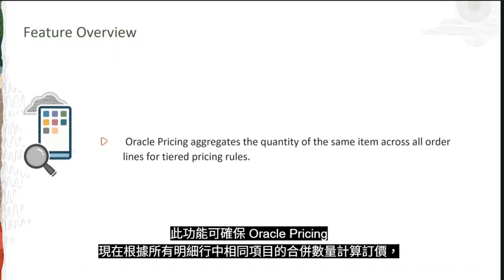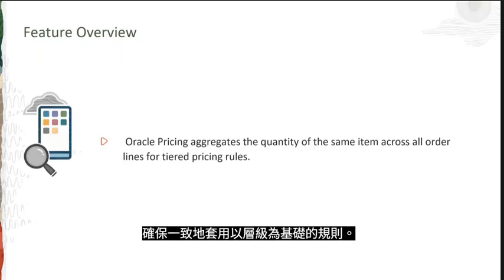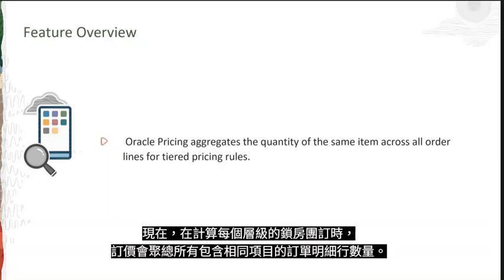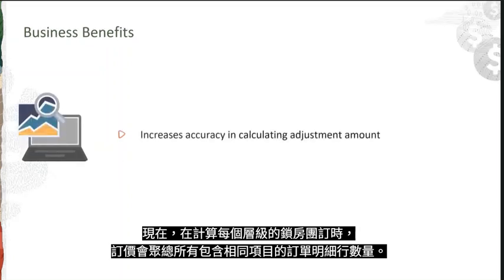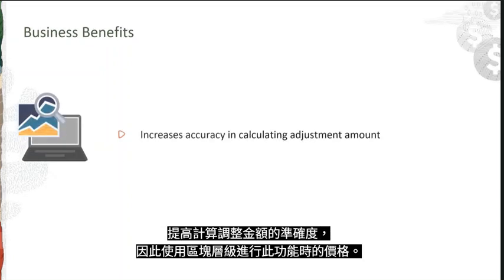This feature ensures that Oracle Pricing now calculates pricing based on the combined quantity of the same item across all lines, ensuring tier-based rules are applied consistently. Now, pricing will aggregate the quantity across all order lines containing the same item when calculating the block for each tier. Achieve higher accuracy in calculating adjustment amount and hence the prices while using block tiers for this feature.